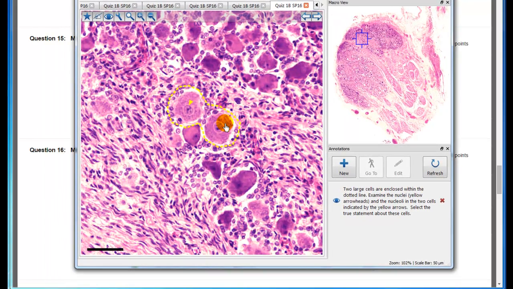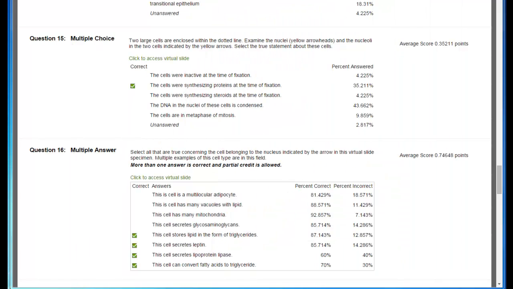Here are the cells, and these are the nuclei, and in the nuclei you have a nucleolus, and then you have a somewhat basophilic cytoplasm here. These are sensory ganglion cells with a prominent nucleolus and rather distributed DNA in the rest of the nucleus, euchromatic. That suggests that these cells were synthesizing protein. So the only correct answer was that the cells were synthesizing protein at the time of fixation.